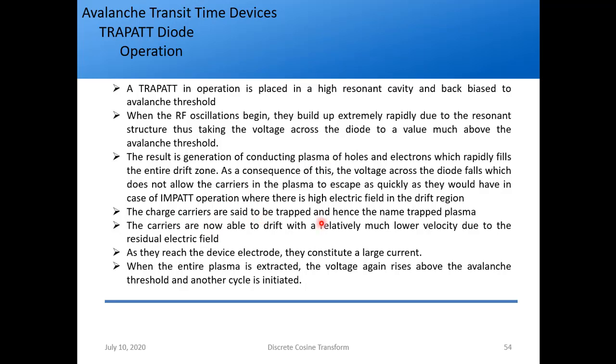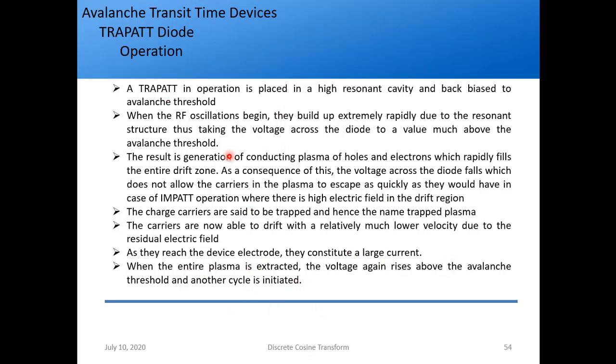And because of this trapping, since the voltage has reduced, the velocity will also reduce, right? So as they reach the device electrode, that is the end of the device, they constitute a large current. Since the velocity is low, the current will be high. When the entire plasma is extracted, the voltage rises above the avalanche threshold and another cycle is initiated. This cycle repeats itself continuously and we get sustained oscillations.